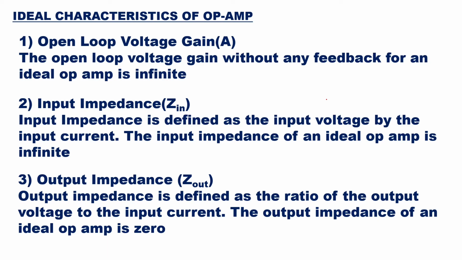Then the second one is input impedance Z in. Input impedance is defined as the input voltage divided by the input current. The input impedance of an ideal op-amp is infinite.